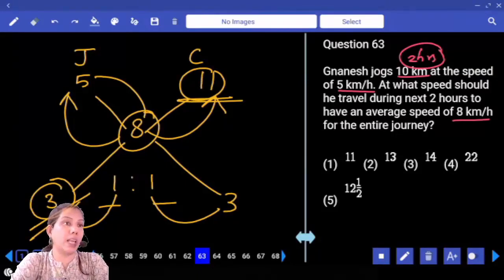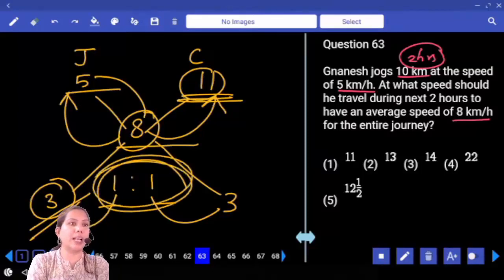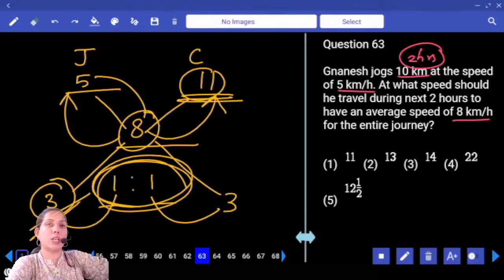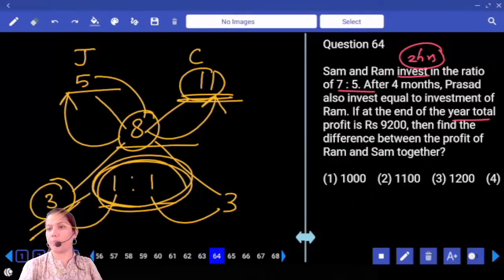These models, in questions like these, in mixtures and alligations you find these models. It is jogging speed, cycling speed and overall entire journey speed. Finally, you get time ratio. It should be clear: it is always time ratio. Not distance ratio, not speed ratio. That is always time ratio. First item cost price, second item cost price, mixture cost price. Finally, you get quantity ratio. So similarly here it is time ratio. Always time ratio.